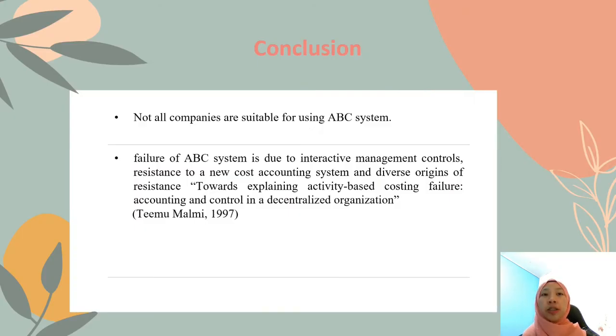In conclusion, not all companies are suitable for using the ABC system, and the company must know the reasons why the ABC system failed to be practiced in the company. There are reasons mentioned in the journal Towards Explaining Activity-Based Costing Failure: Accounting and Control in a Decentralized Organization, according to Malmi from year 1997, that failure of the ABC system is due to interactive management controls, resistance to a new cost accounting system, and diverse origins of resistance.